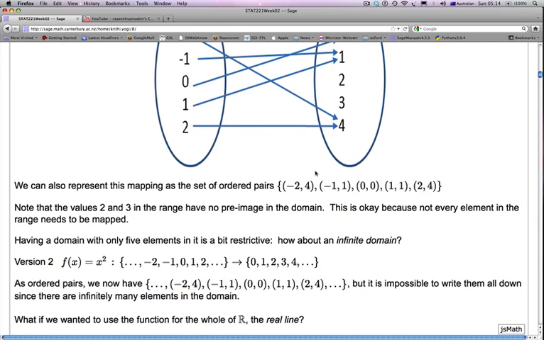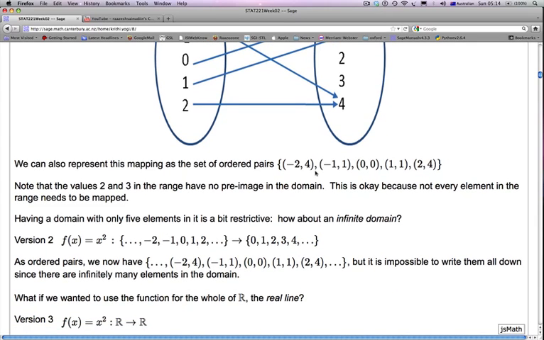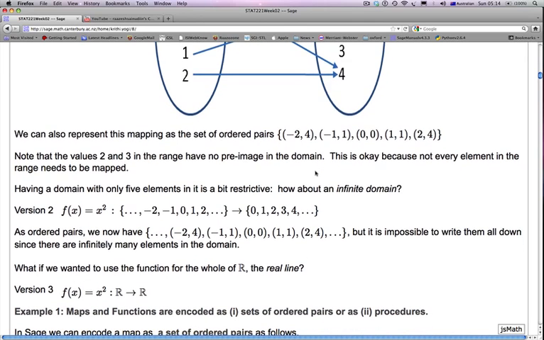Having a domain with only 5 elements in it is a bit restrictive. How about an infinite domain now? So we'll look at version 2 of our function f(x) equals x squared. This time the domain is the set of all integers. So the dots here mean all the negative numbers to the left of -2, and the dots here mean all the positive integers to the right of 2. And the range clearly is 0, 1, 2, 3, 4, and so on.